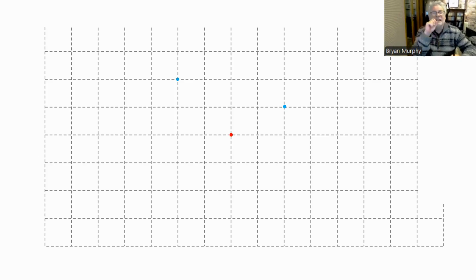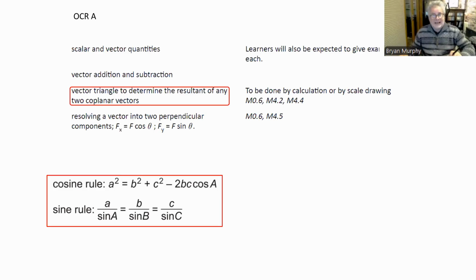We looked at GCSE questions which were all on one line. They were collinear. But at A level, they think that you can cope with coplanar vectors, vectors on a plane. There it says, use a vector triangle to determine the resultant of any two coplanar forces. Now, if you want, you can do it by calculation.